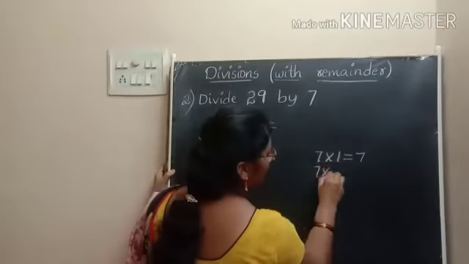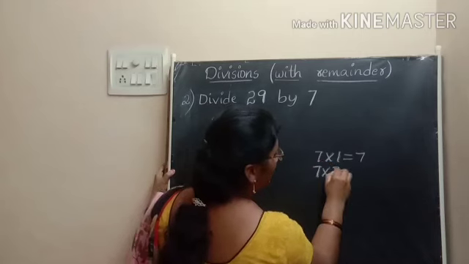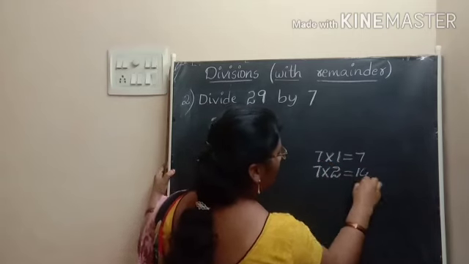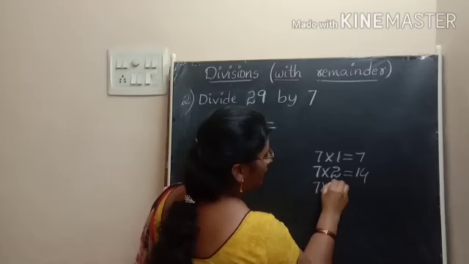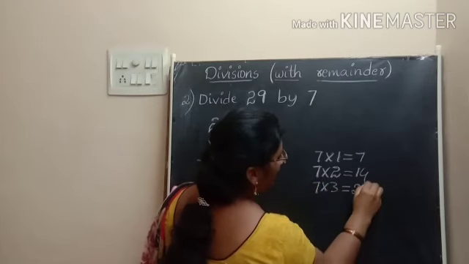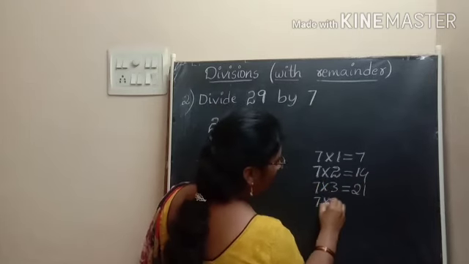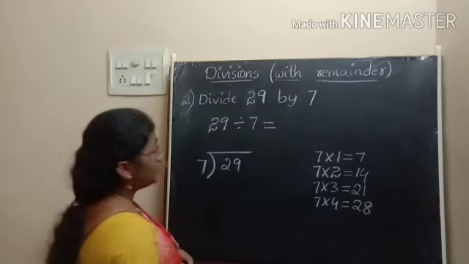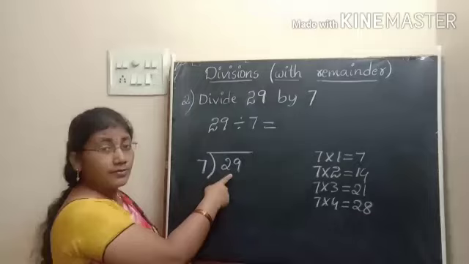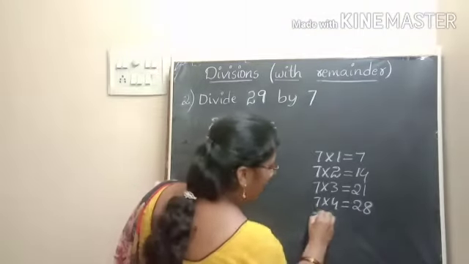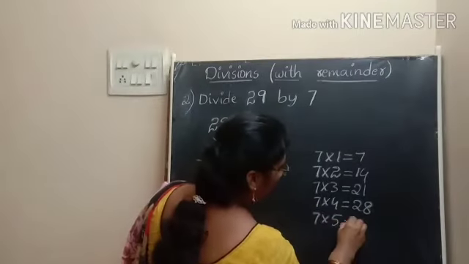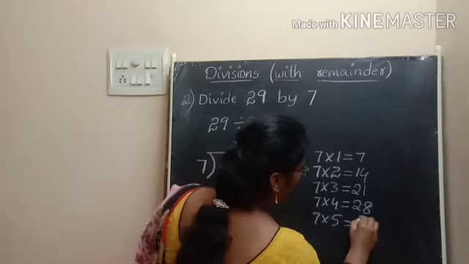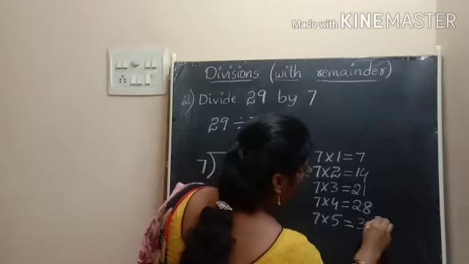7 twos. Next step, 7 twos are 14. Next, 7 threes are 21. 7 fours are 28. But we have 29. Instead, let us see the next step. This is 7 fives, 35.